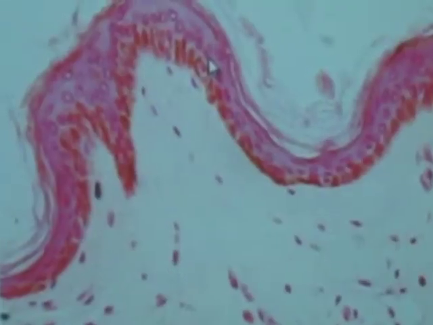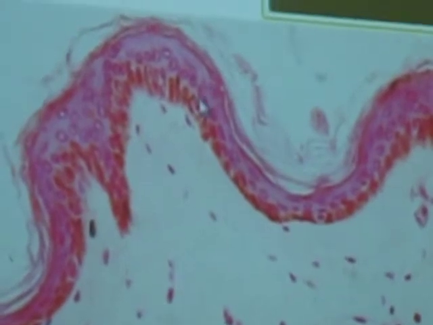Classify pointed tissue. Classify pointed tissue. Dense, irregular connective tissue. Classify pointed tissue. Loose connective tissue. Classify pointed tissue.